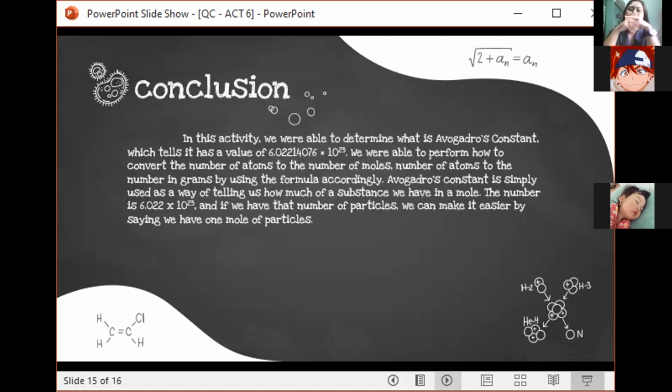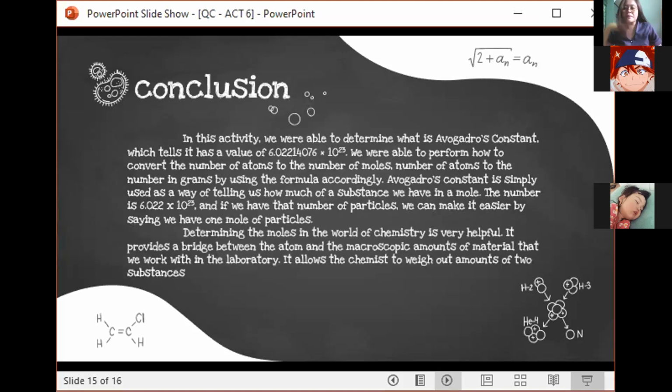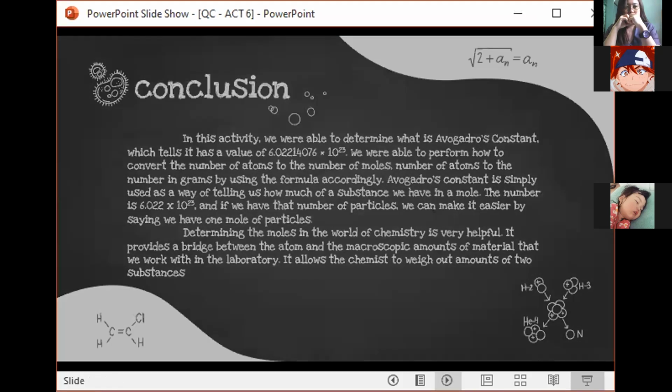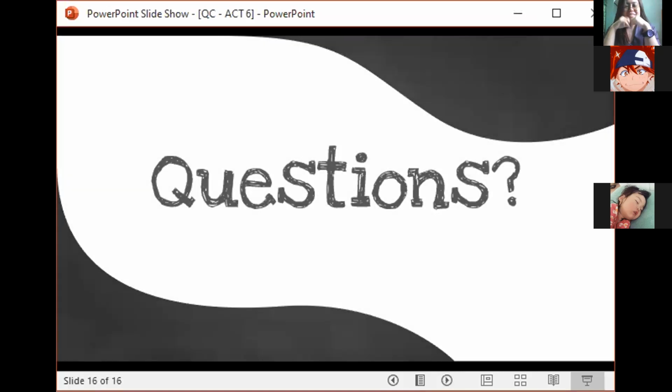Avogadro's constant is simply used as a way of telling us how much of a substance we have in a mole. The number is 6.022 times 10 raised to the power of 23. And if we have that number of particles, we can make it easier by saying we have 1 mole of particles. Determining the moles in the world of chemistry is very helpful. It provides a bridge between the atoms and the macroscopic amounts of material that we work with in the laboratory. It allows the chemist to weigh out amounts of substances. That's it for the activity 6.